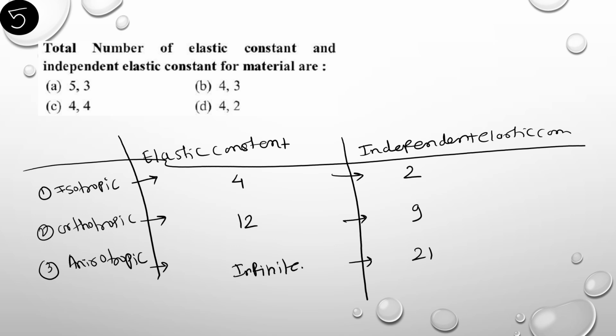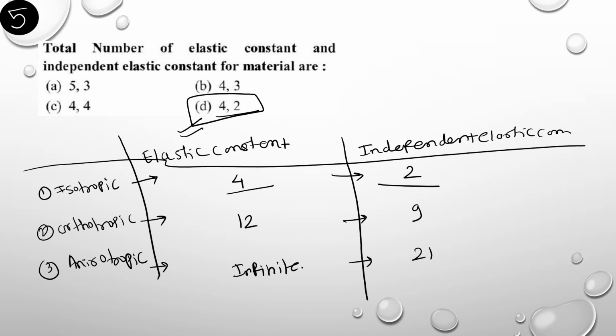Here they ask the total number of elastic constants and independent elastic constants for a material. The options are 5, 3; 4, 3; 4, 4; and 4, 2. Here this 4, 2 is matching. So the elastic constants, dependent and independent, are 4 and 2. So option number D is correct here.